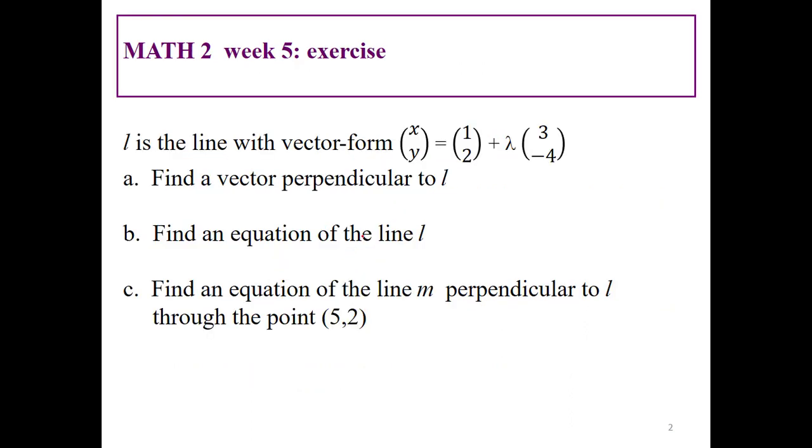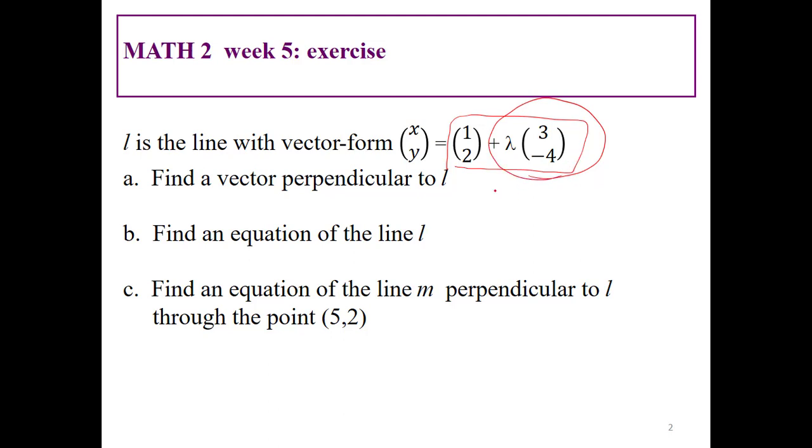Okay, let's try to work this out. So we have a line with vector form (x, y) = (1, 2) + lambda times (3, -4). Okay, can we find a vector perpendicular to L? Well, of course, if we know that this is the vector form of a line, then this one here is the direction vector, (3, -4).